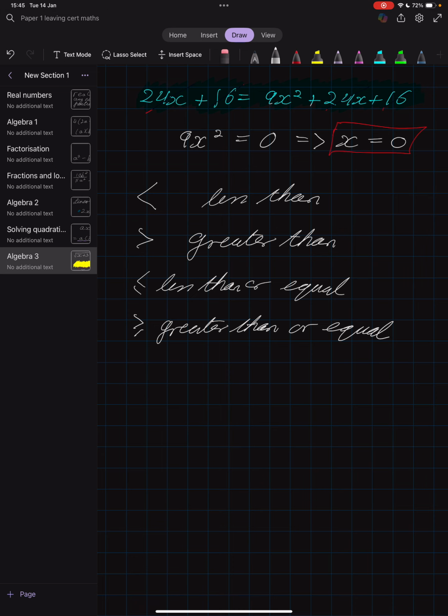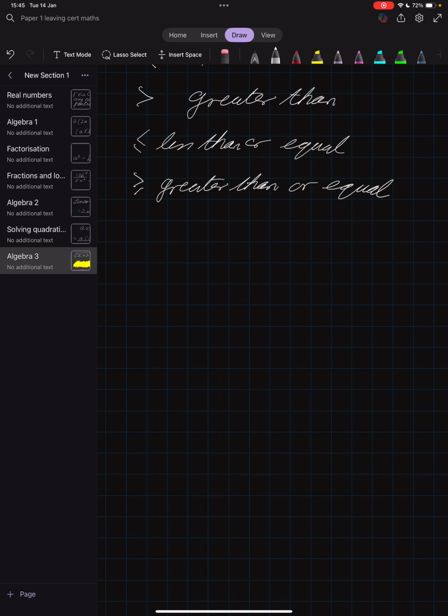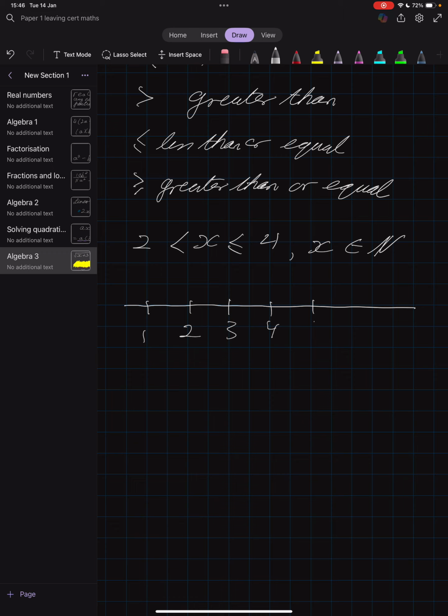So it could be something like this: 2 is less than x is less than or equal to 4, and x is an element of n. And you would like to plot this. So you draw your number line. Say here's 1, here's 2, here's 3, here's 4, here's 5, and 6. So how do you draw this? Well, first of all, you say, what can x be? So x is an element of n. So what is n? N is your natural numbers, your counting numbers. So 1, 2, 3, 4, 5, 6, 7, and so on.